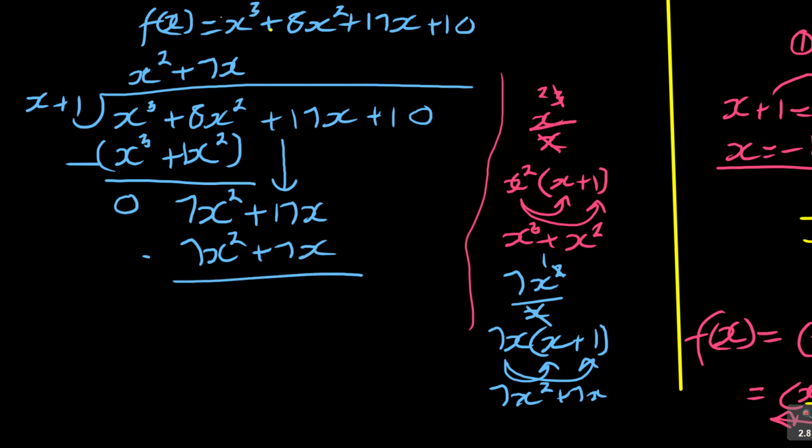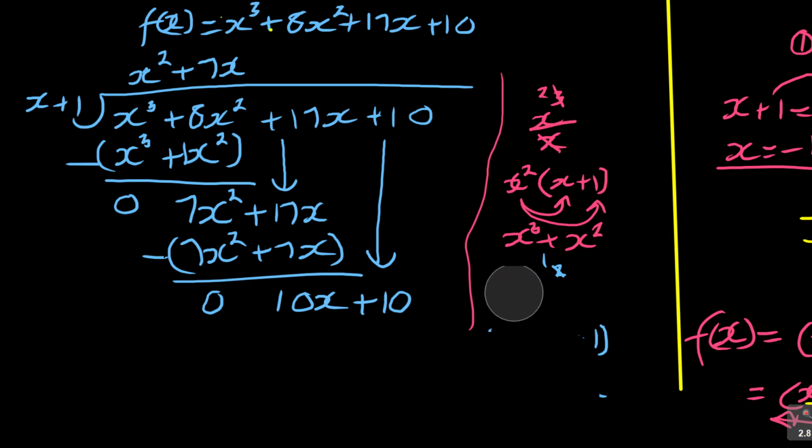You rule off, you separate, put a bracket. 7x squared minus 7x squared will always give you 0. Now 17x minus 7x, 17 minus 7, is 10x. And then you bring down the plus 10. Again, x into what? We're continuing this whole thing. It's just a repetition of things. Now you're saying this 10x divided by the x again. So you cancel, only 10 is remaining.